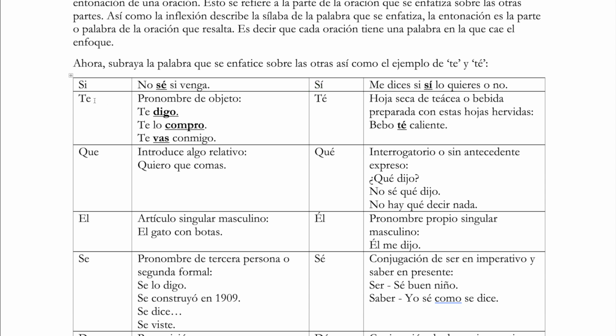Over here, for example, we have the pronoun. Now this can be direct, indirect, reflexive pronoun, for example. And we always emphasize the verb. So, te digo, te lo compro, te vas conmigo. And this is the intonation, right? And this is something very, very important. So Spanish doesn't just use a stress mark to mark stress in words, but it has these exceptions, and these are the exceptions, because it changes the emphasis of the sentence.